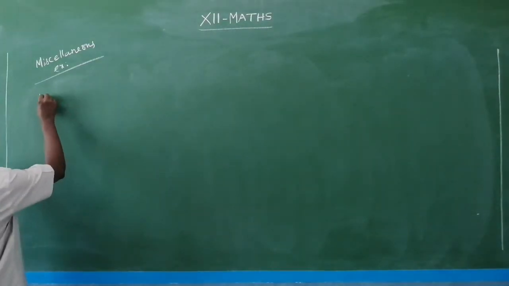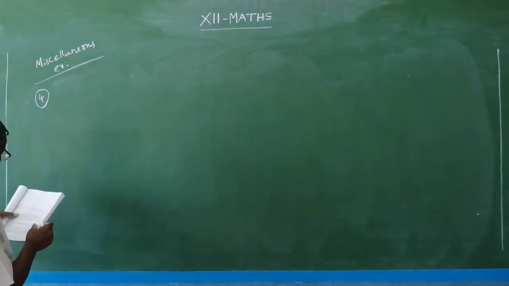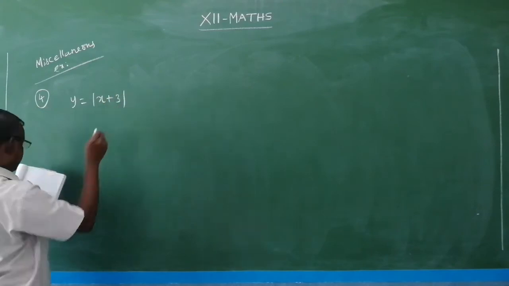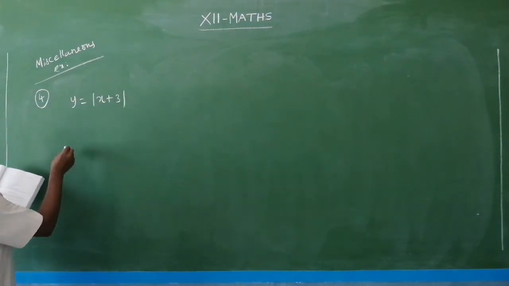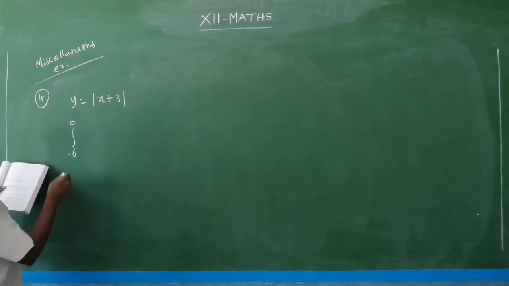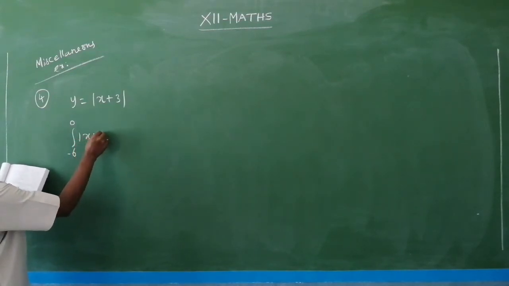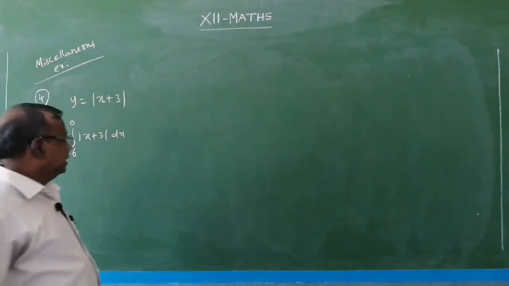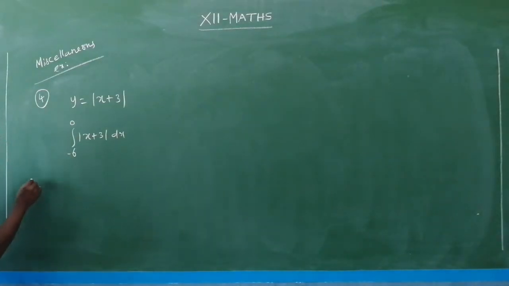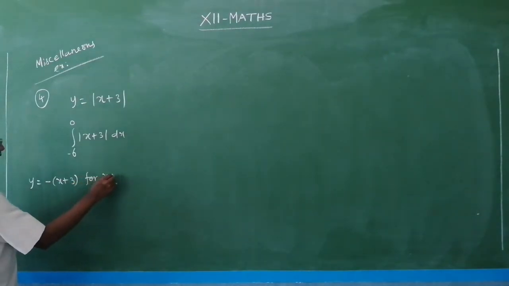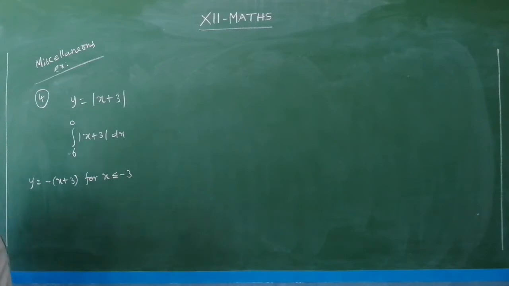Number 4. Sketch the graph of y equal to modulus of x plus 3 and evaluate the integral from minus 6 to 0 of modulus of x plus 3 into dx. Now we have y equal to minus of x plus 3 for x less than or equal to minus 3.